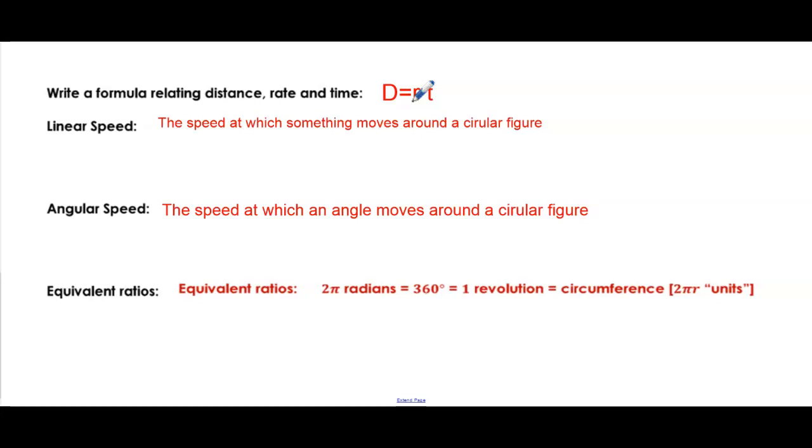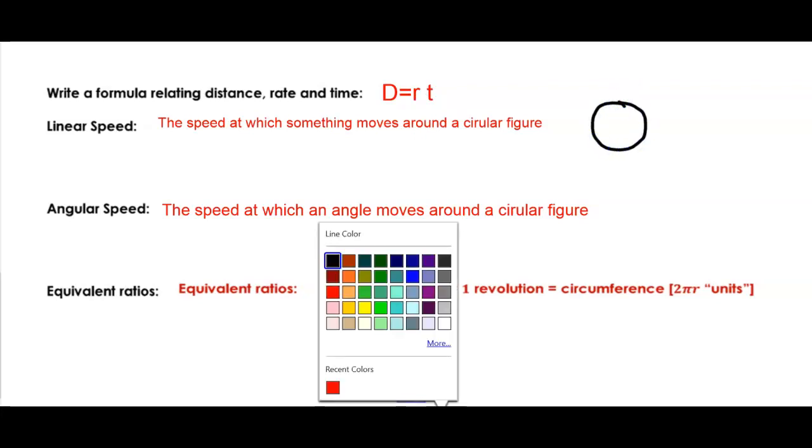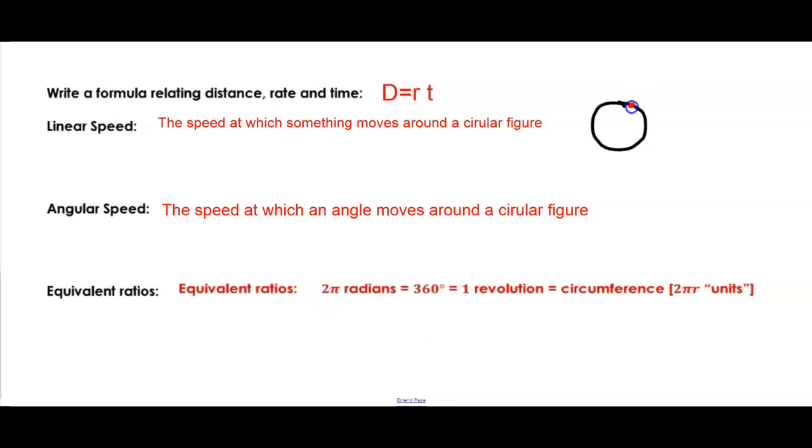So our linear speed is defined as the speed at which something moves around a circular figure. So if you had a tire or a wheel or something, and you had something attached to the rim of maybe your bike tire, the linear speed is going to be the speed at which this dot here that I have drawn travels around our figure. So if this makes one revolution, then the distance that this dot would travel would just be the circumference of this circle here.